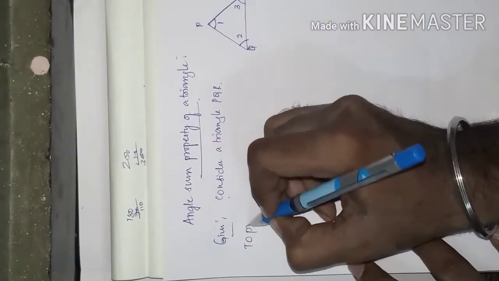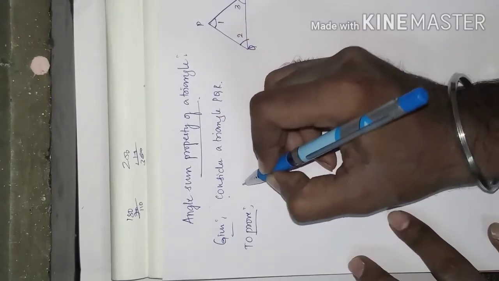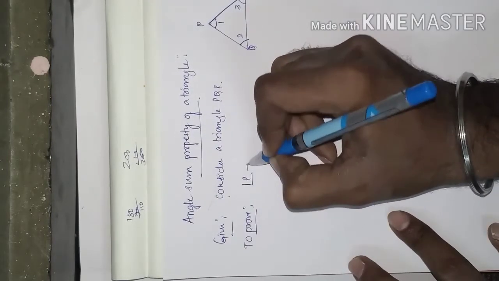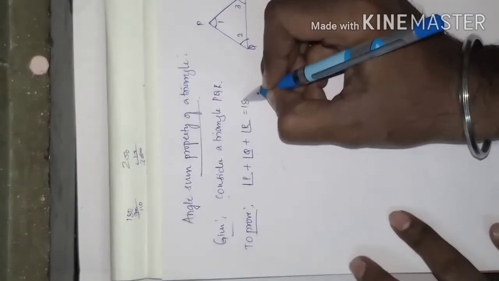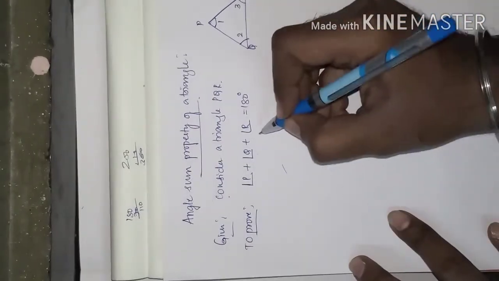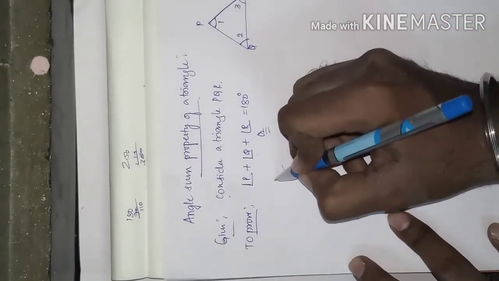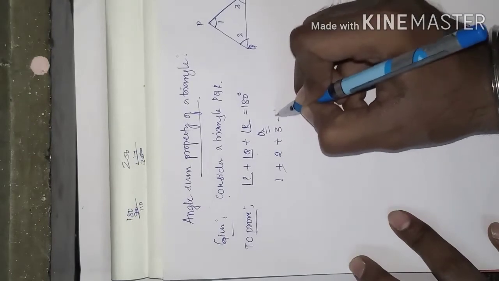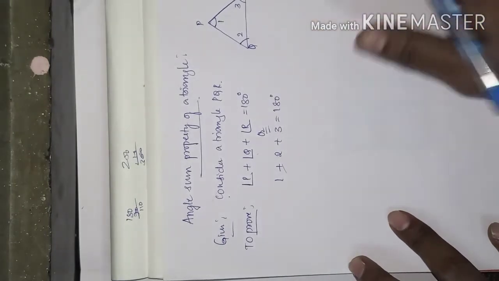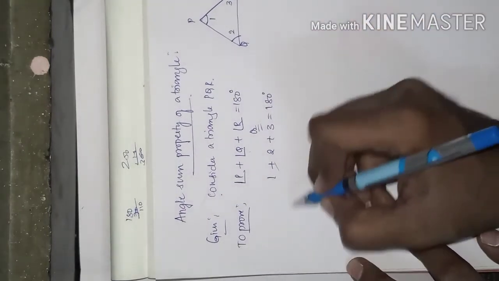And we have to write it as, to prove here: angle P plus angle Q plus angle R is equal to 180 degrees. We can write it as angle 1 plus angle 2 plus angle 3 is equal to 180 degrees. Simple proof it is, but very important.